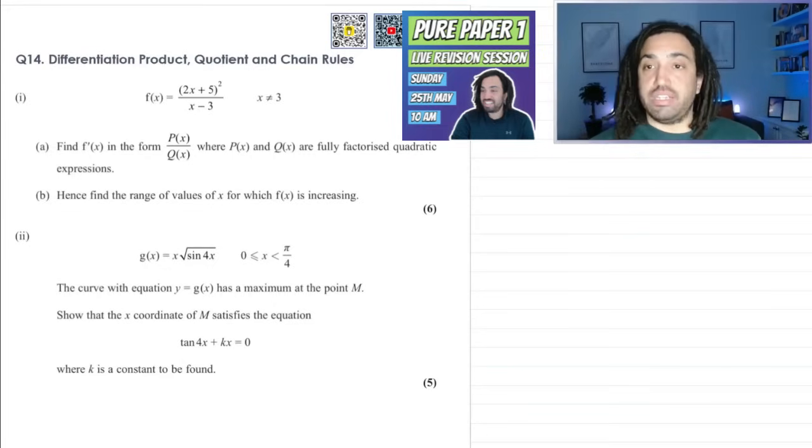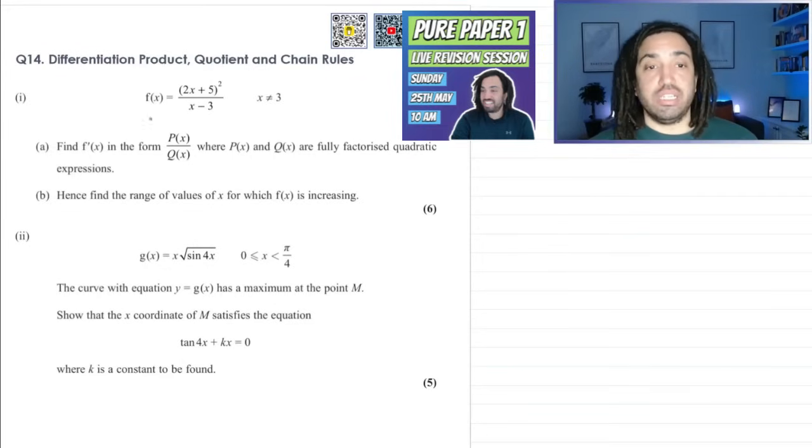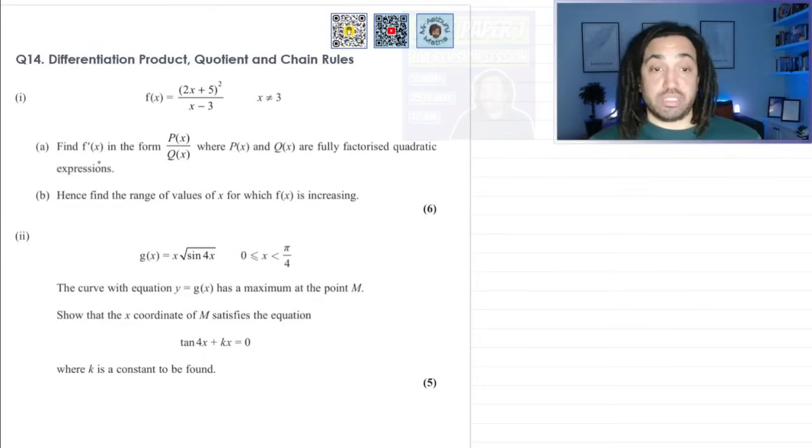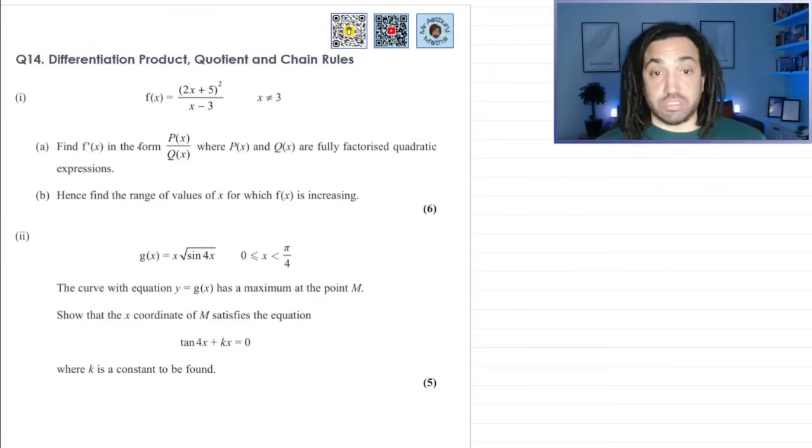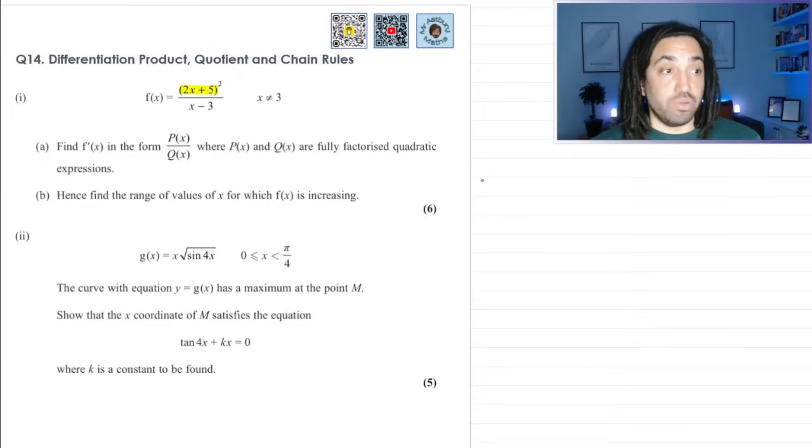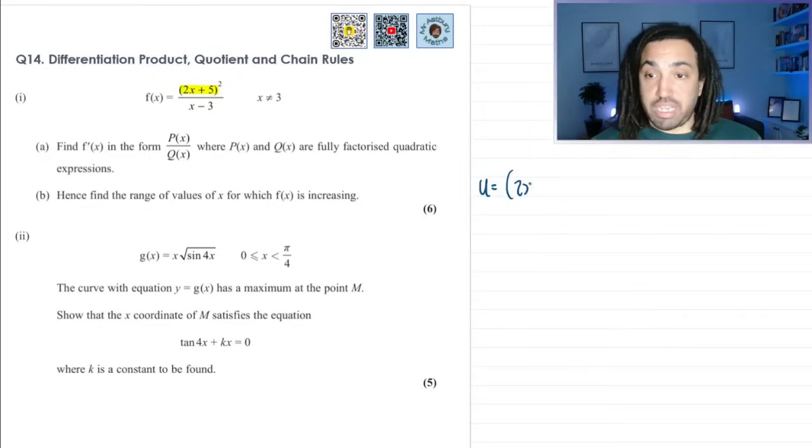Okay, a lovely little differentiation question here. So we've got a function, and it simply asks us to find the derivative function. And it is a quotient because you can see it's a fraction. So we're going to do the quotient rule in full. We're going to write u, the numerator, is (2x plus 5) squared, and v, the denominator, is x minus 3.